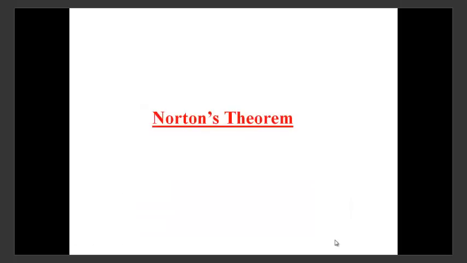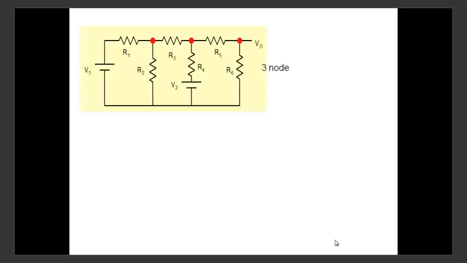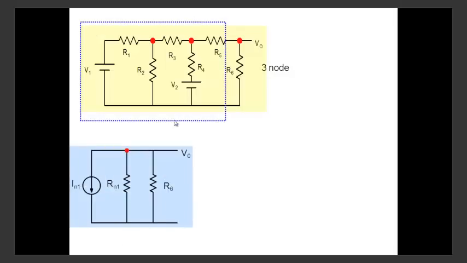Let me show you the same thing happening with Norton's theorem. Same problem. We have 3 nodes, and let's apply Norton's theorem to this part of the circuit here. With Norton's theorem, you know that the circuit you transform into a current source in parallel with a resistor. So this whole thing becomes a current source in parallel with the resistor, along with the remaining resistor R6 here. But I have to find Norton's current and Norton's resistance.